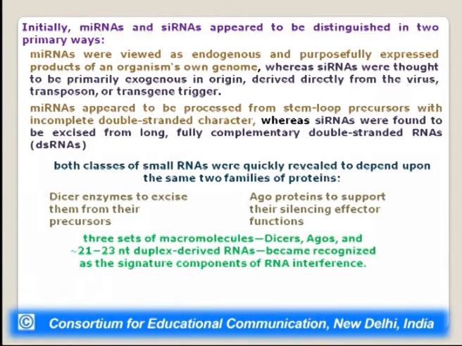But one thing was clear, that both classes of these small RNAs were quickly revealed to depend upon the same two families of proteins. One is the Dicer, the enzyme which excises them from their precursors, and another is called the Argonaute protein, to support their silencing effector functions. So, in all, three sets of macromolecules, the Dicers, the Agos, and approximately 21 to 23 nucleotide duplex derived RNAs became recognized as the signature components of RNA interference.